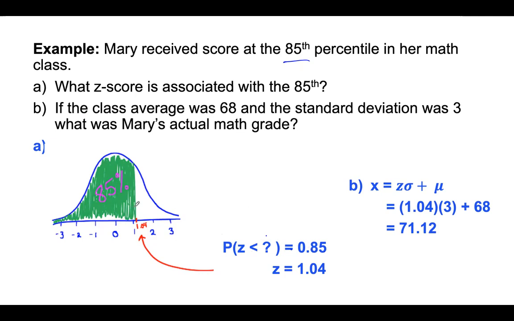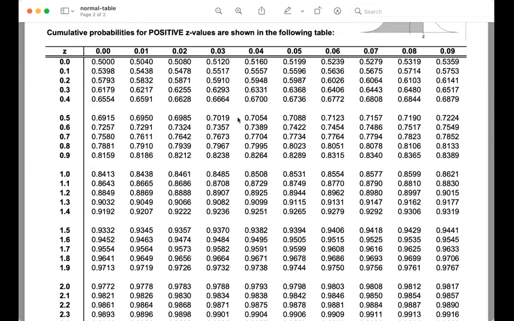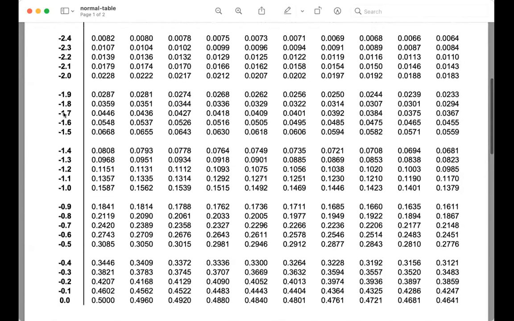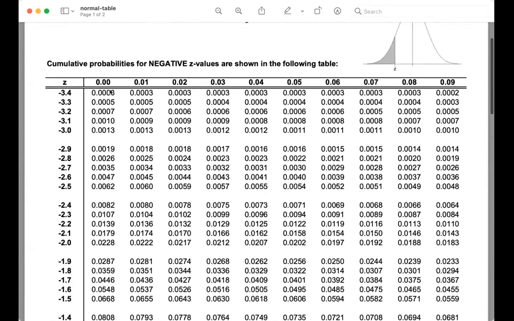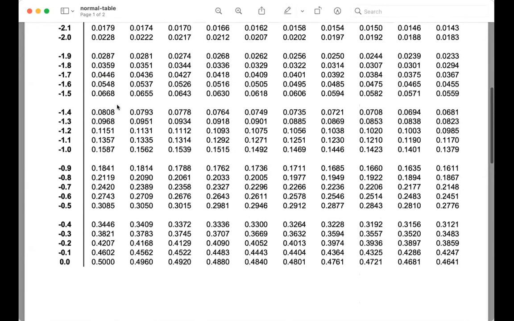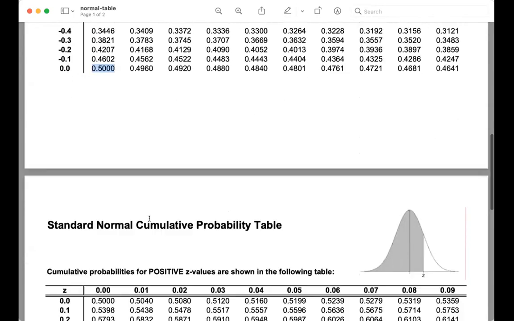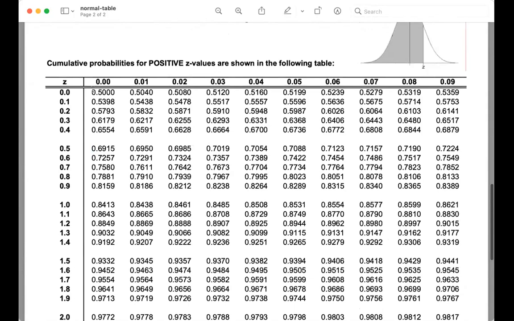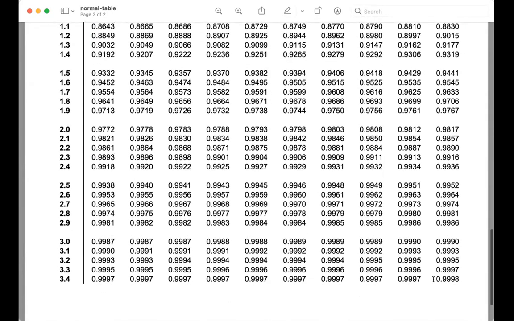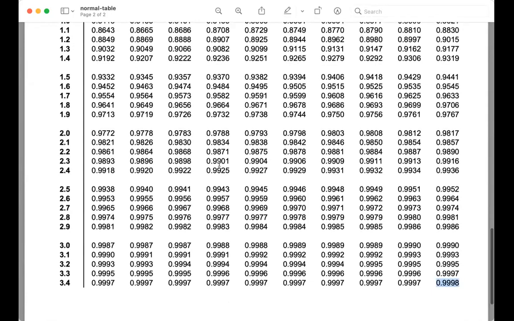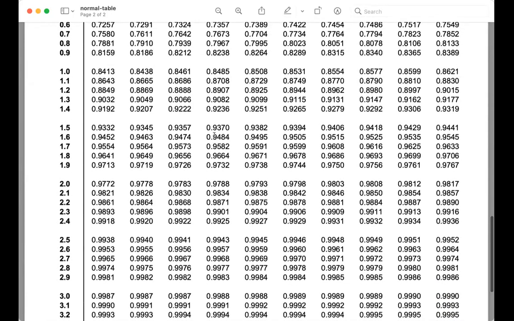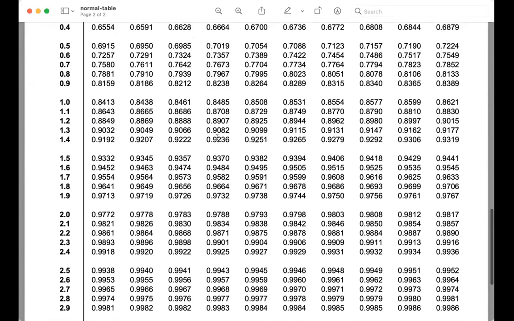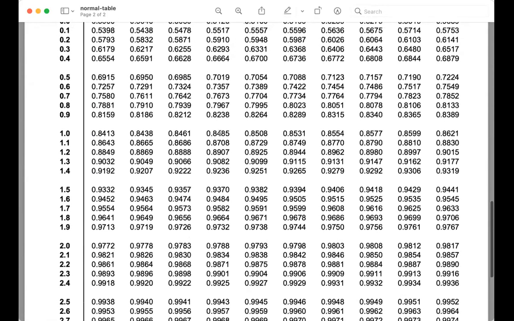So we can essentially look this up on the table. Oh, sorry, I forgot to say. So these numbers here are negative, and they go from very small numbers, like almost 0 to 0.5. Here, the positive Z values go from 0.5 to almost like 1. So we're looking in the table for 0.85. So look for the number that's closest to 0.85.